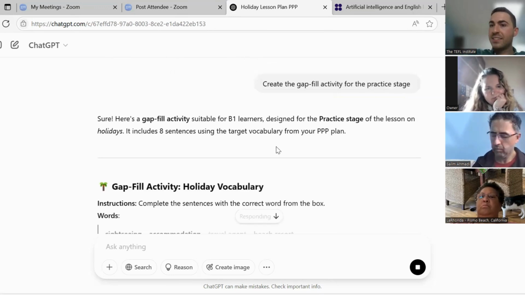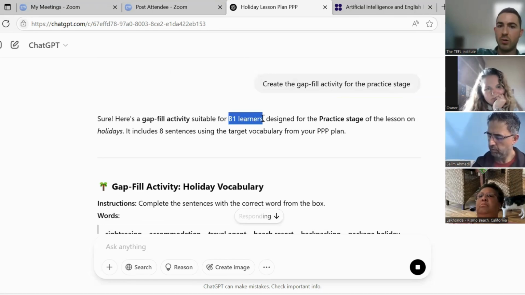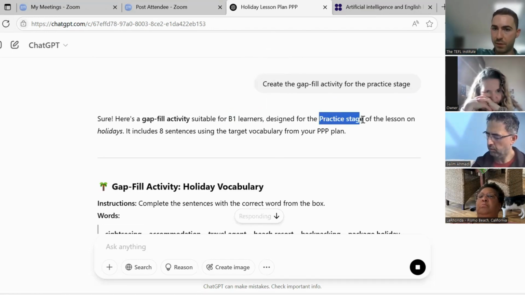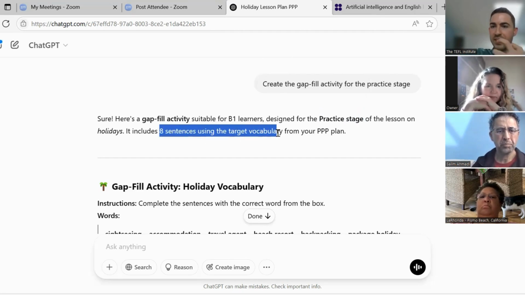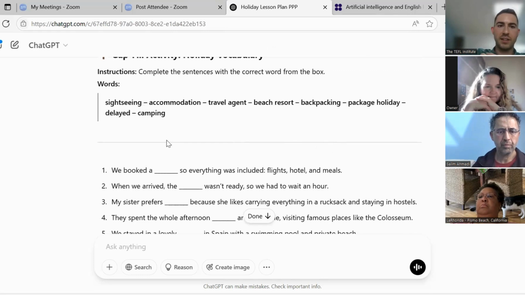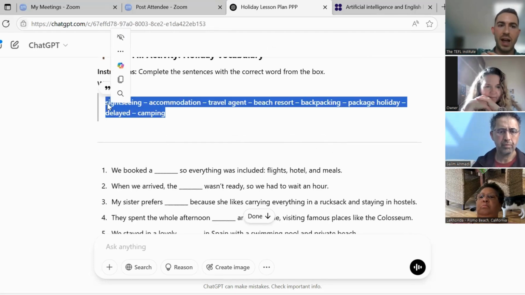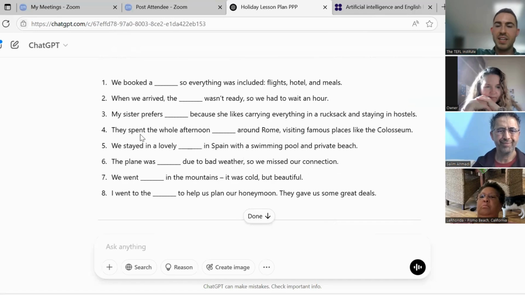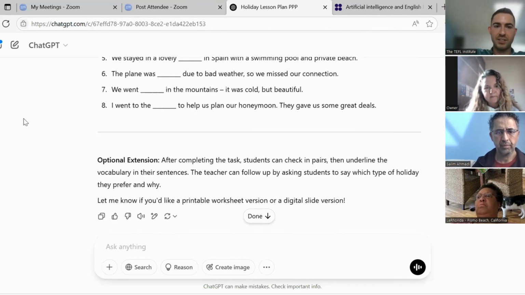And it's basing this worksheet on my previous prompt as well. So you can see here, okay, B1 level learners, this worksheet is for. It's specifically for the practice stage of the lesson, and it includes 8 sentences using the key vocabulary that I'm teaching in this lesson. So this is what it looks like. These are the key words that I am introducing in this lesson. Here is the worksheet. You would print this and get students to complete these gaps. They could maybe check their answers in pairs, and then you go through this as a whole class.